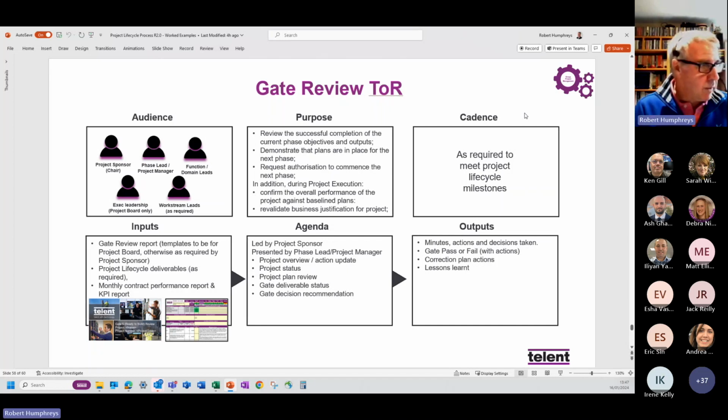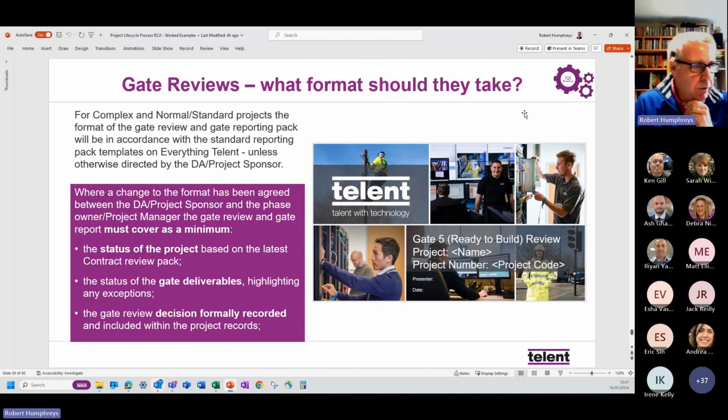So once again, this is within the guide that's now on the PM Hub. And as for a gate review, I've gone through what is the Rolls-Royce service that the project board get, which is a full pack with templates that needs to be presented. It's what you'd expect if you're going up in front of the exec. But hopefully it provides a really good template and guidance for any gate review.